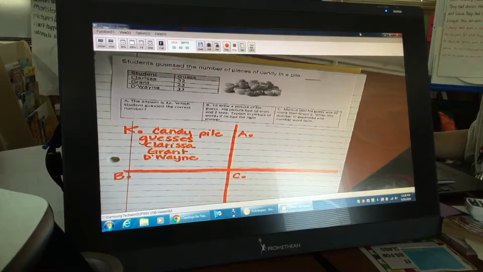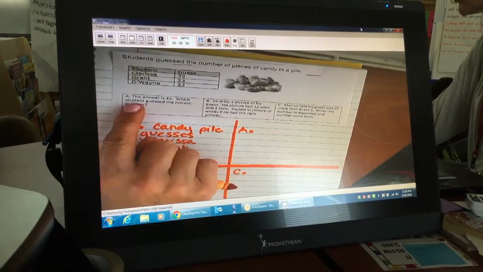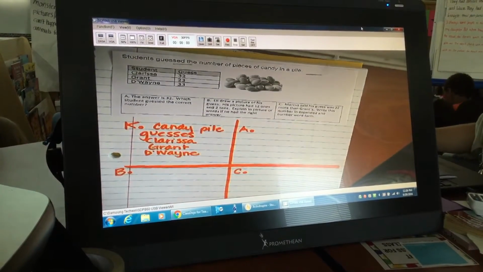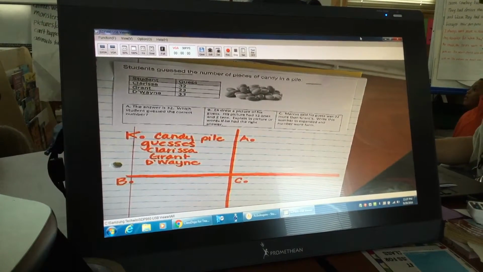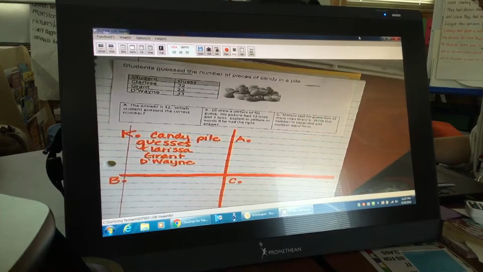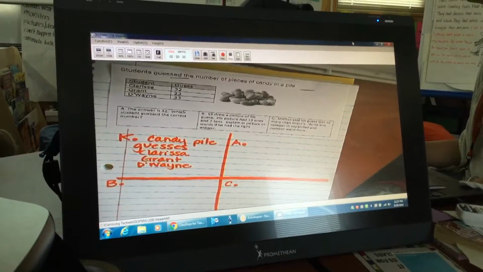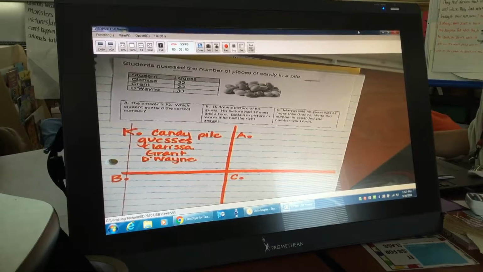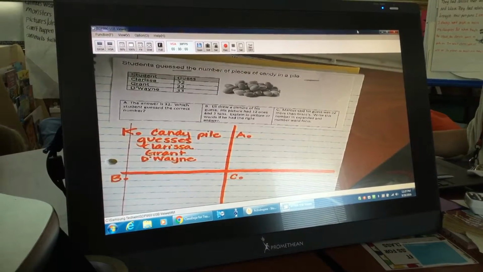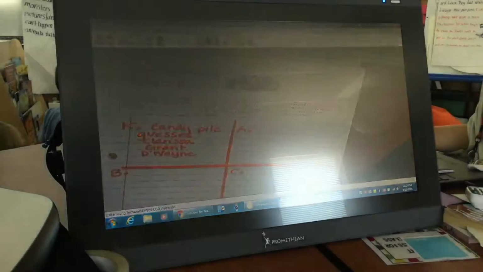Now we're going to look at question A. It says the answer is 32. Which student guessed the correct number? How are we going to figure out which student guessed 32? What would we do, Terrence? Okay, when you look at the graph, what do you see? Clarissa. Okay. What did Grant guess? And what did Dwayne guess?